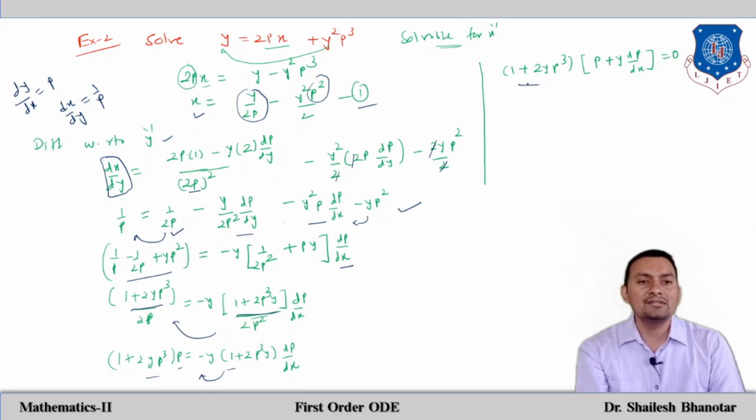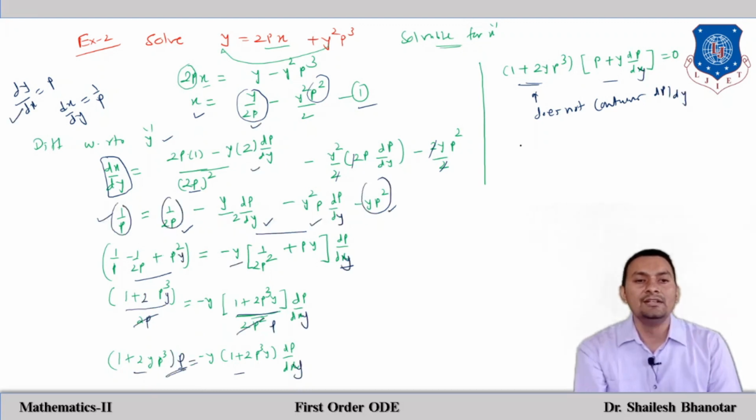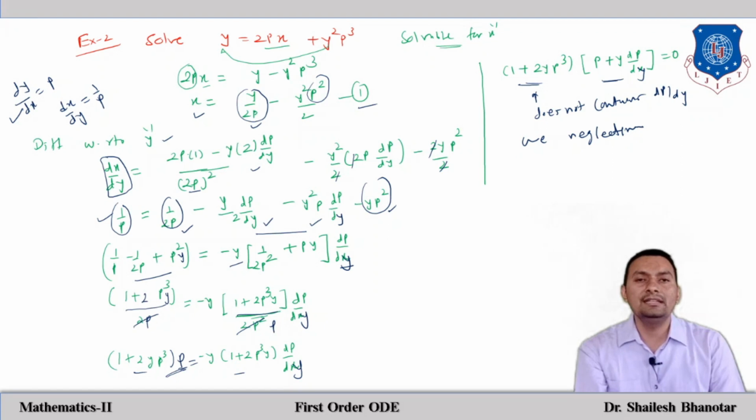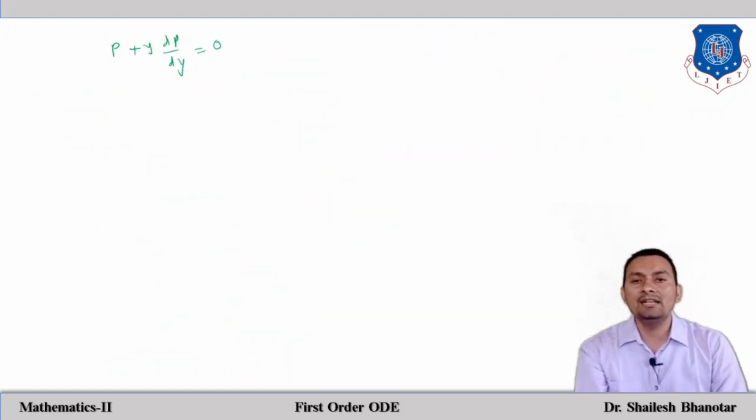What does it mean? So these are the two factors, in which the first factor does not contain dp by dy. So we neglect it. In that case, we will focus only on these terms. So let us see the next, p plus y into dp by dy is equal to 0.